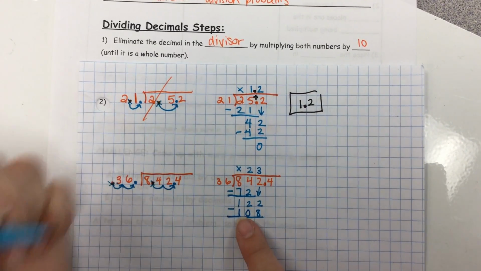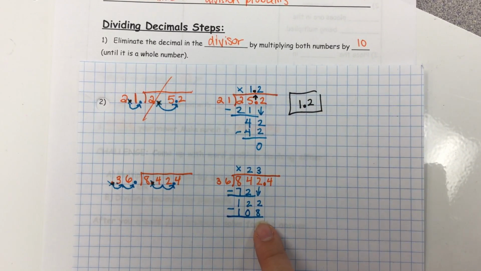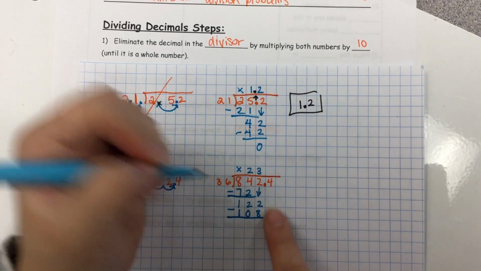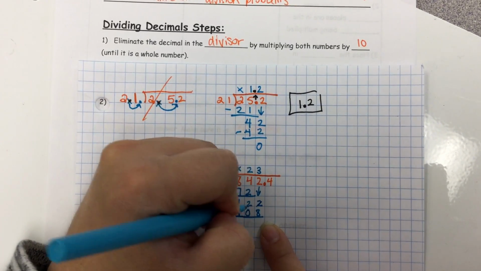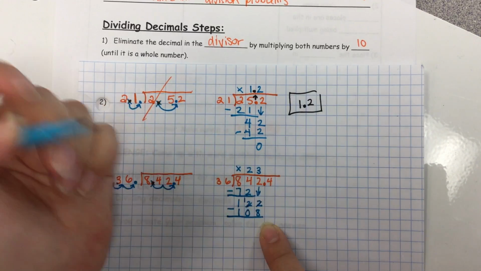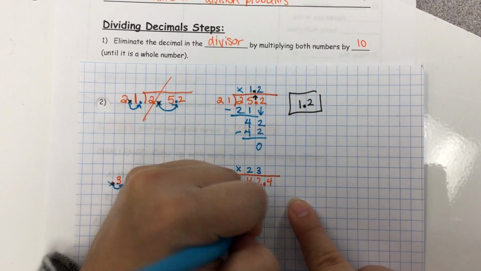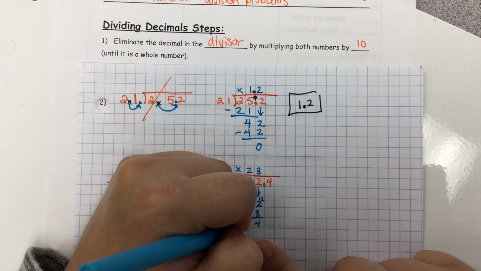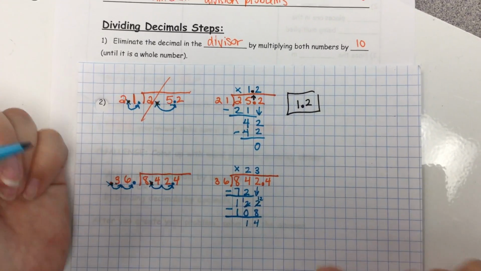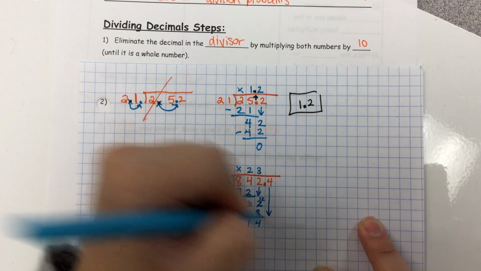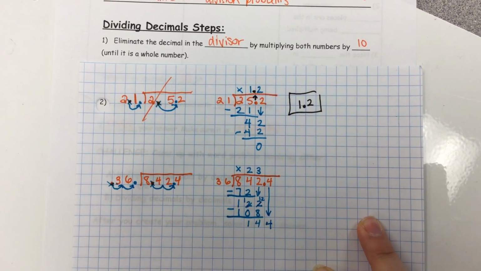Okay. 122 minus 108. Well, I can't take 2 minus 8, so I need to borrow 1 from here. Turn that into a 1. Make this into a 12. 12 minus 8 is 4. 1 minus 0 is 1. 1 minus 1 would be 0. Bring down my 4. Now I've got 144 divided by 36.